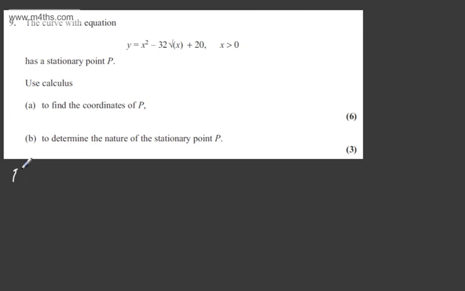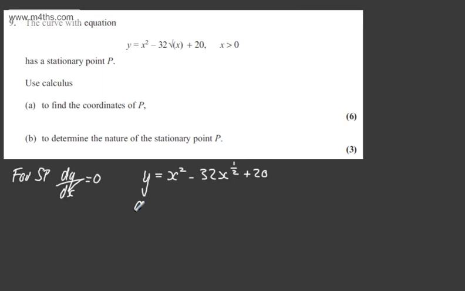I'm going to state that for a stationary point, SP, the gradient function dy by dx will be equal to 0. The first thing I'm going to do is rewrite y and have the root of x as x to the half. I'm then going to differentiate both sides of the equation with respect to x and set it equal to 0. So y is equal to x squared minus 32 x to the power of 1/2 plus 20.